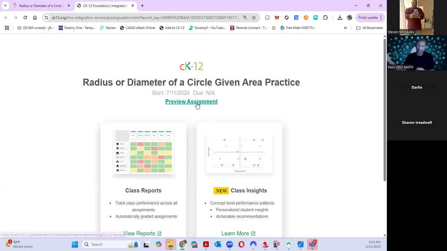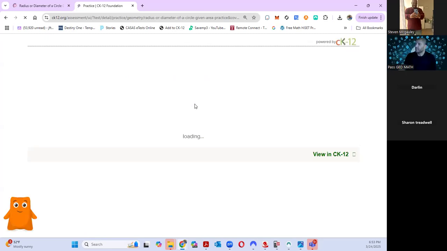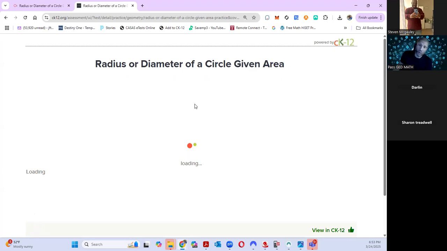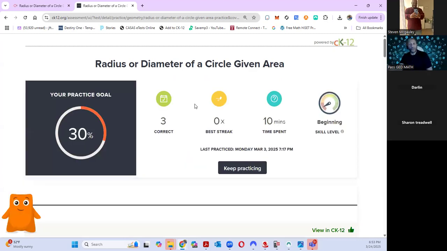Since I'm the teacher, it says preview. Sorry, my computer's so slow. But this is one of the free resources that I use in the course. It's called CK12. If you have a Gmail account, you can make an account just using your Gmail, so you don't have to remember any username or password. So let's practice.